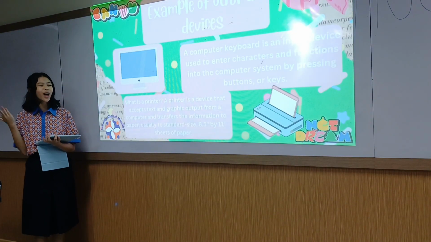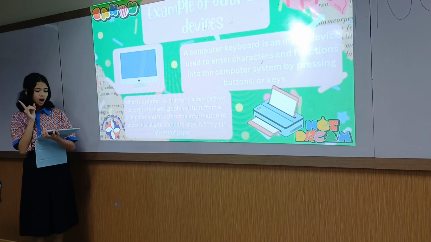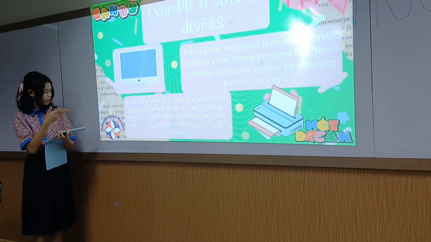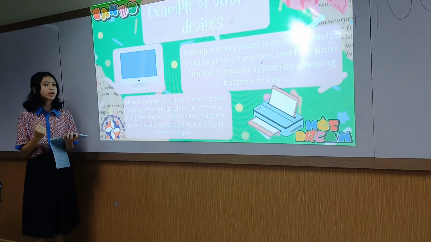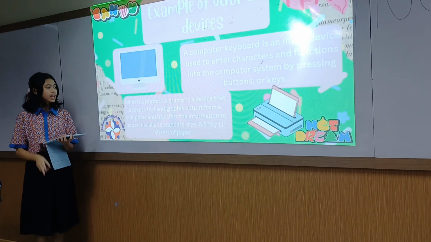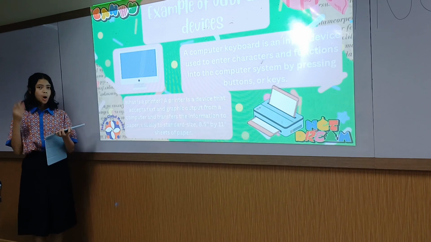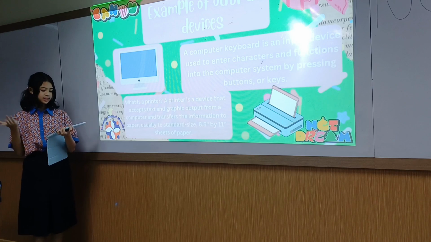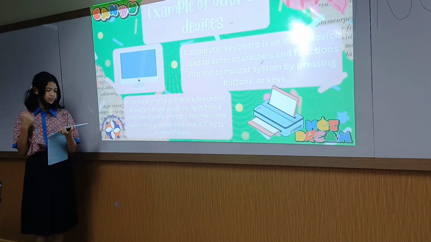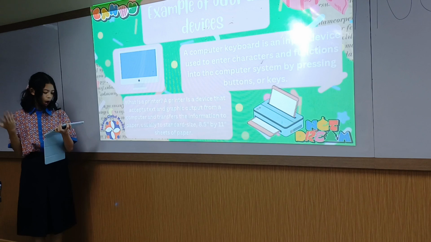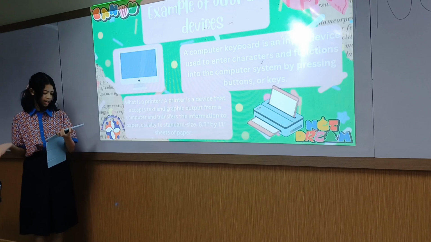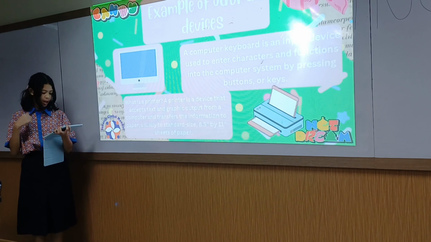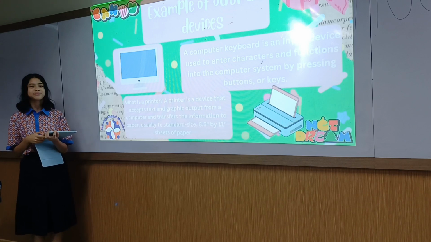These are examples of output devices. The first one is monitor. The monitor usually shows the screen that we see when we use a mouse or keyboard. And the second one is printer. What is a printer? A printer is a device that accepts text and graphic output from a computer and transfers the information to paper, usually to standard size 8.5 by 11 sheets of paper.